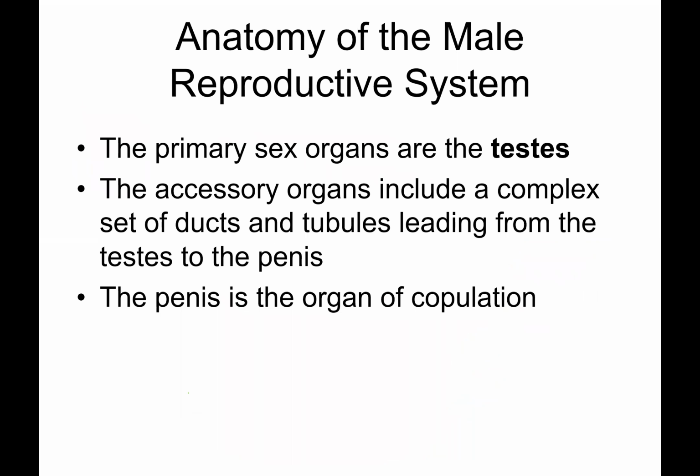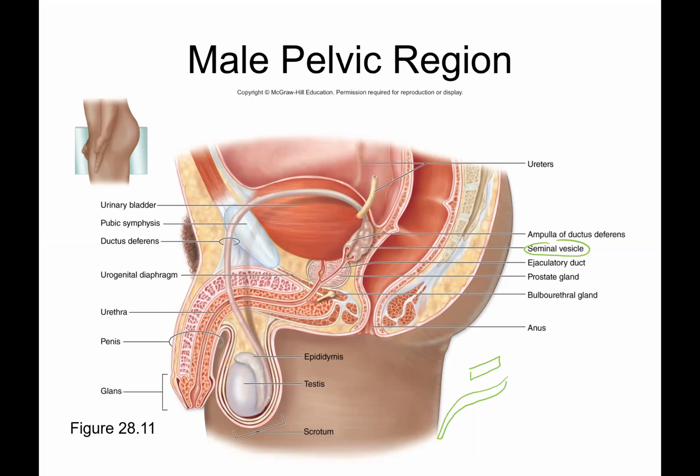Okay, primary sex organs are the testes. Okay, that would be located there in the scrotum. Okay, you also have the ductus deferens that goes from the seminal vesicle, okay, and communicates with the testes.